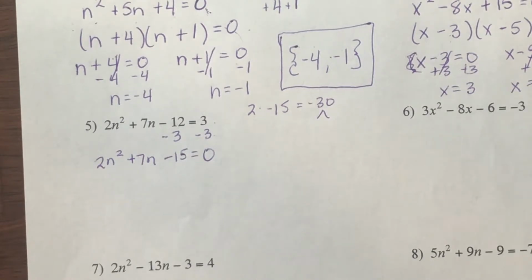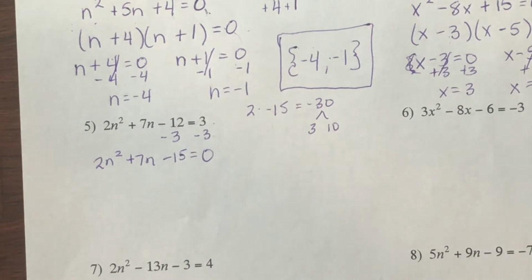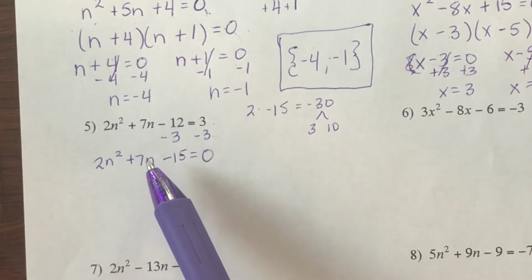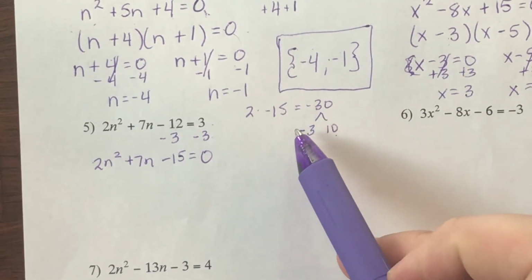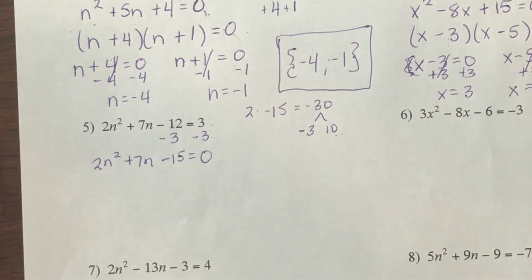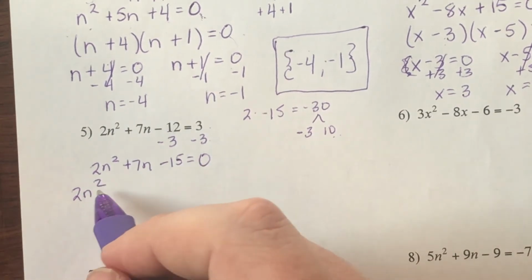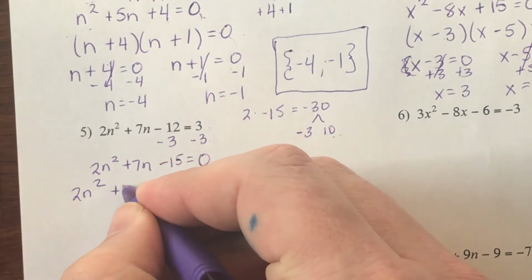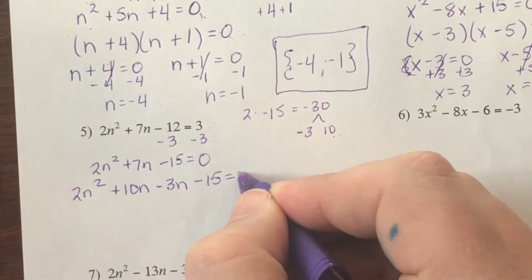Well, 1 and 30, 2 and 15, no, 3 and 10. 3 and 10 can combine, hopefully, somehow to give us 7. So what would 3 and 10 have to be in order for it to be 7? Well, that would be a positive 10 and a negative 3. Negative 3 times 10 is negative 30, but negative 3 plus 10 is positive 7. So I'm going to rewrite 7n, and I'm going to put the 10 first just because 2 goes into 10 and 3 goes into 15. 2n squared plus 10n minus 3n minus 15 equals 0.